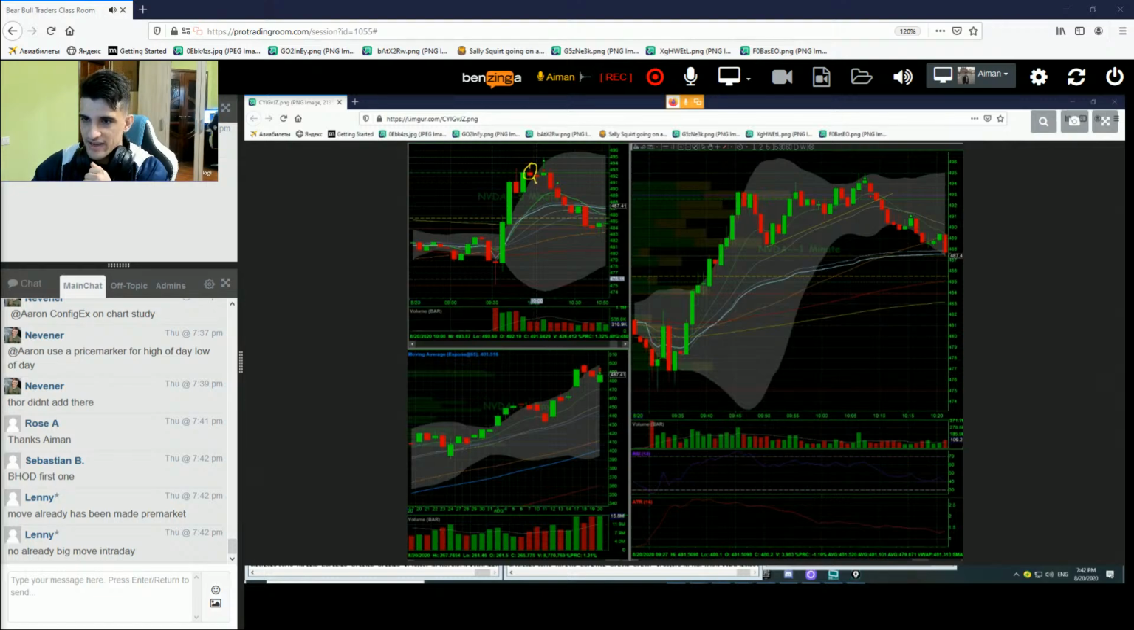It's making a pullback, coming back up. Yes, this is an ascending triangle. Yes, it is an ABCD pattern, but we don't want to chase a stock. When we see a stock making an ABCD pattern, this is one of the rules which I mentioned actually. Yeah, exactly, it's intraday.